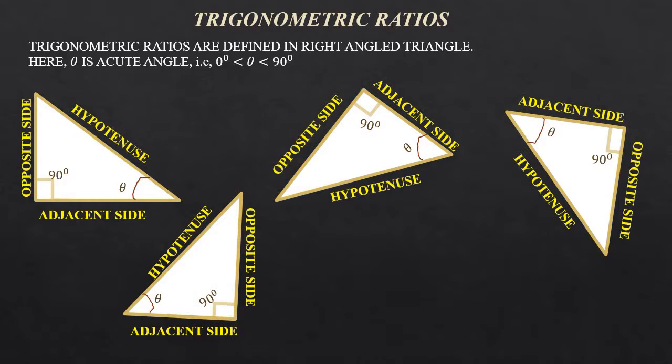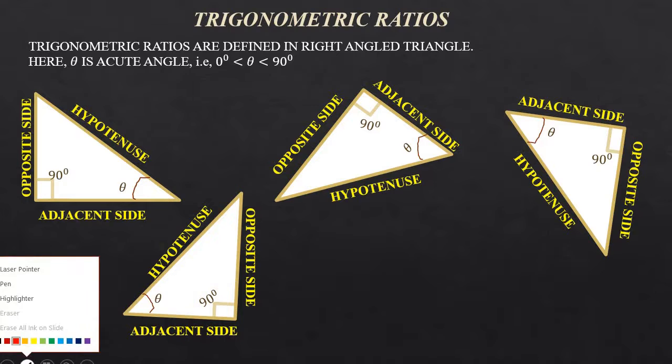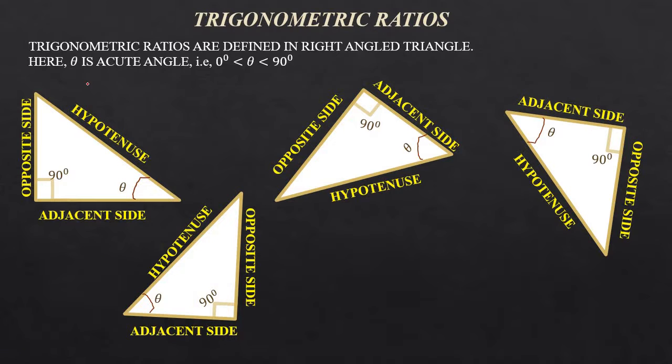Why? Because we all know the property of a triangle, the sum of the three angles of a triangle is always 180 degrees. In a right angle triangle, one angle is 90 degrees. So automatically the other two angles must be less than 90 degrees. Less than 90 degrees means those angles are called acute angles. So our angle theta is always an acute angle. That is, theta lies between 0 degrees and 90 degrees.